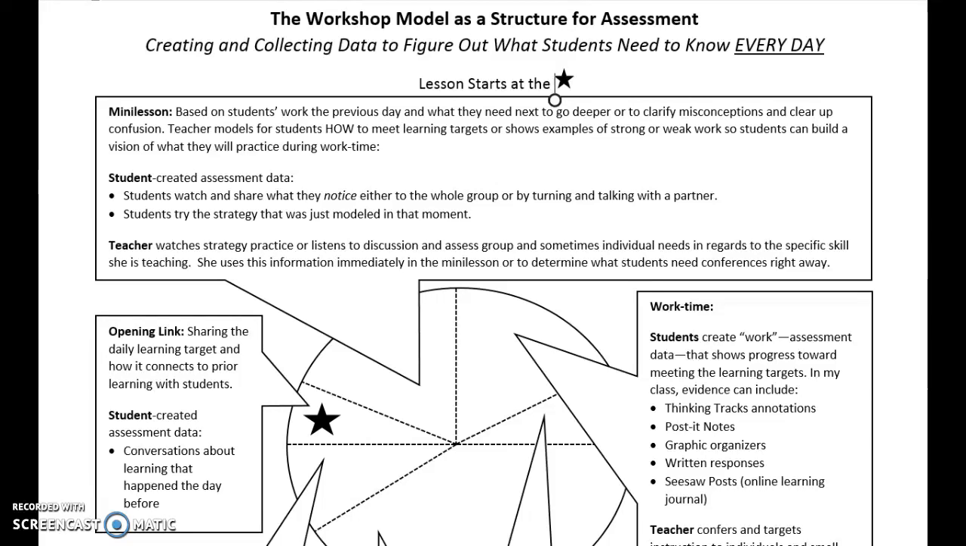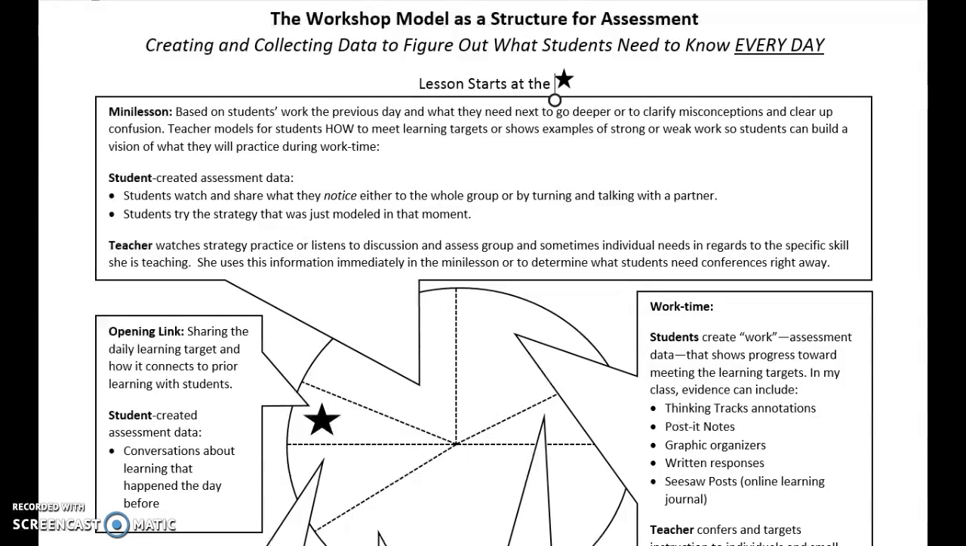Everyone. So now we're going to take a minute to stop and think about all of this assessment data that we've been talking about collecting and figuring out how we can find a structure for assessment to fit all of this in. So the structure I'm going to talk to you about today is the workshop model.